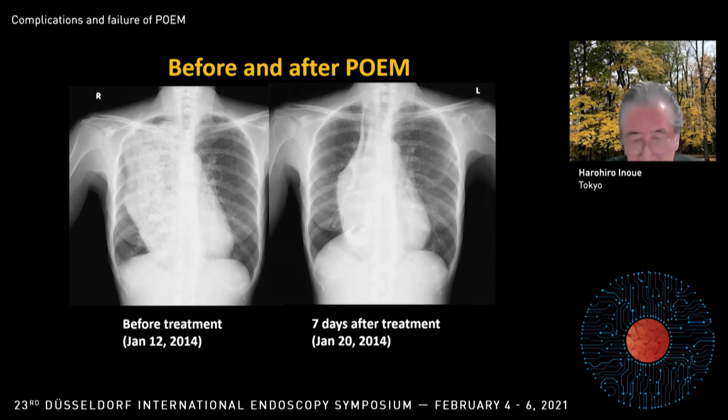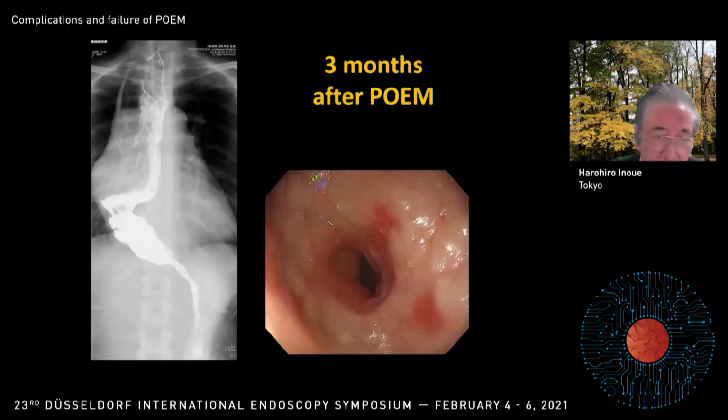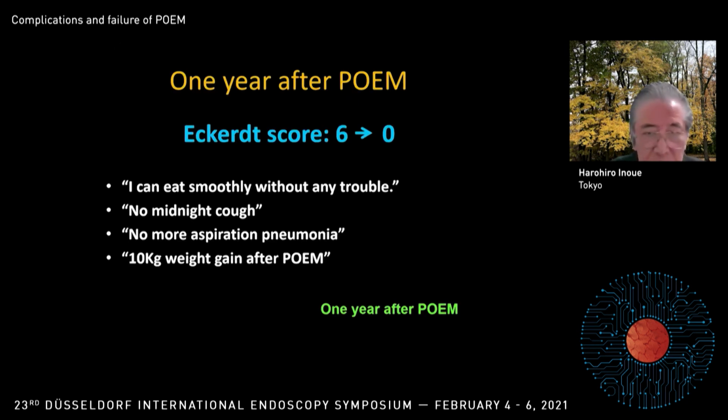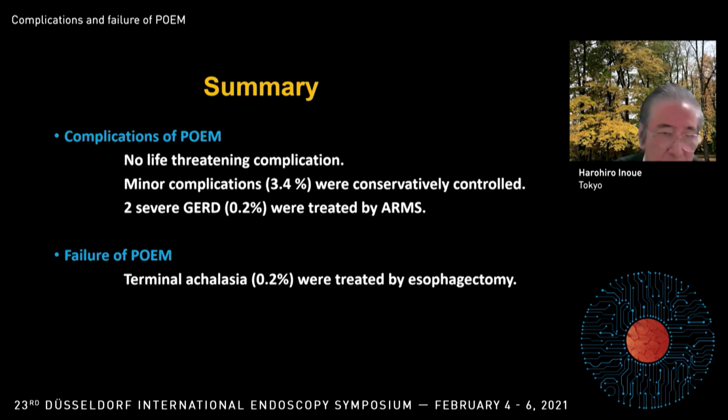The patient already started food intake, and clearance of the esophagus was good. Actually, the patient had some mild esophagitis, but no clinical problem. This patient came back 1 year after the POEM procedure, and patient satisfaction was very high. Eckardt score improved to 0, which means the patient is under perfect control.